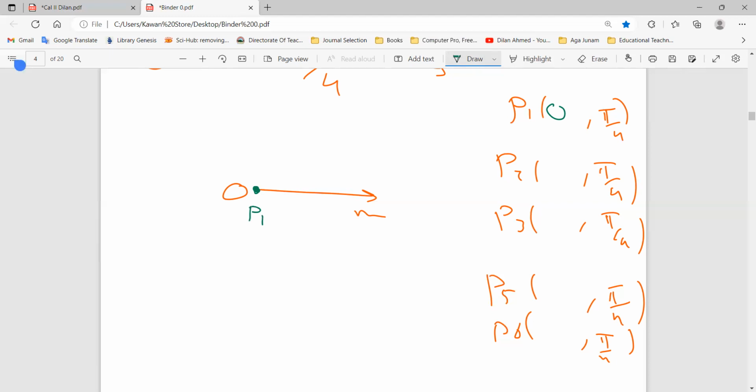Tell me about P2. Give me a number, for example, 2. Yours is right: 2 and pi over 4. Here's pi over 4, then 1, 2. That will be P2, and we should have a line. How about P10?